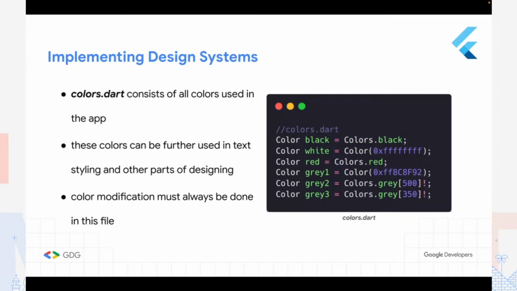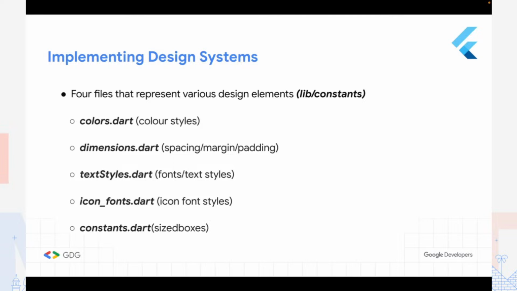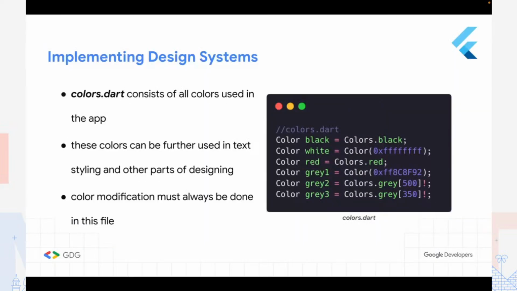If I want color, then I will only come to colors.dart and I will not go on looking in other files like textiles.dart or dimensions.dart, icon fonts.dart. Always good to have all the color constants only and only in colors.dart. And these are the colors that I will be using in my application.